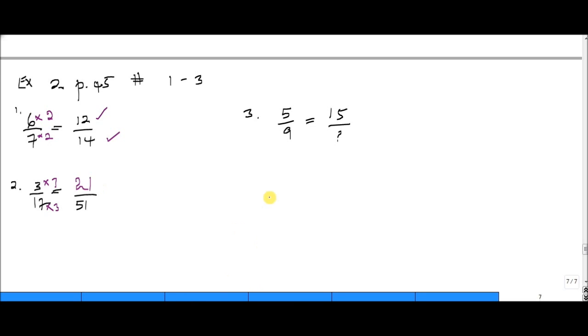Number 3 now, we have 5 ninths is equal to 15 over something. And in number 2, we didn't know what the numerator was. In this one, we don't know what the denominator is. So what did they do to 5 in order for it to become 15? They multiplied by 3, because 3 5s will give us 15. So if we multiply the numerator by 3, we need to multiply the denominator by 3, and 9 3s would make 27. So our answer in this case would be 15 over 27.